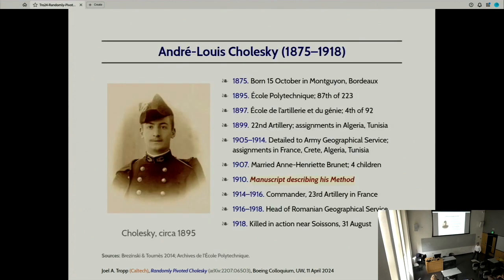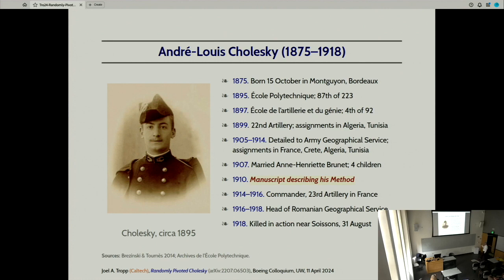So, Cholesky's method. How many of you have heard of Cholesky's method? Okay, great. That helps. How many of you know who Cholesky was? Very good. So Cholesky was French, not Polish, and I'm fairly confident that his name is pronounced Cholesky and not Cholesky or Cholesky or something like that.